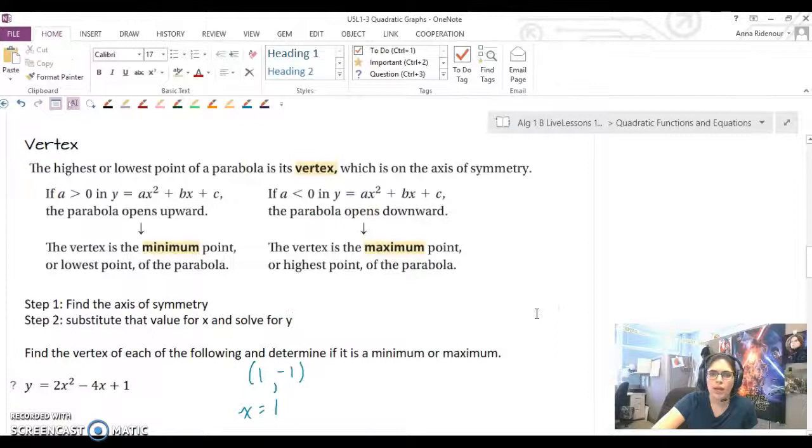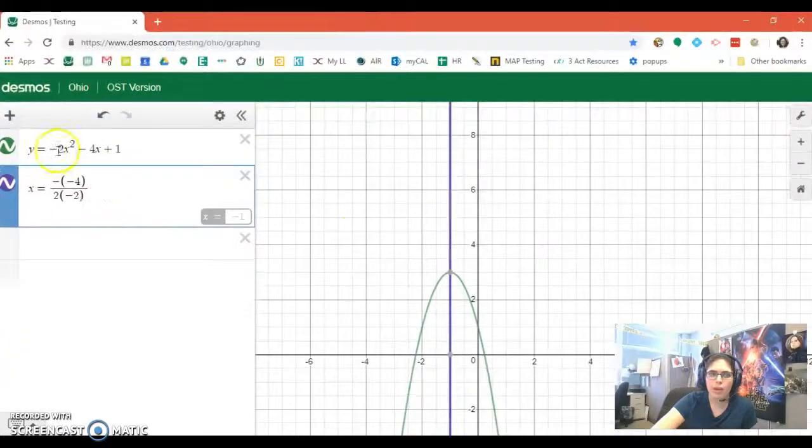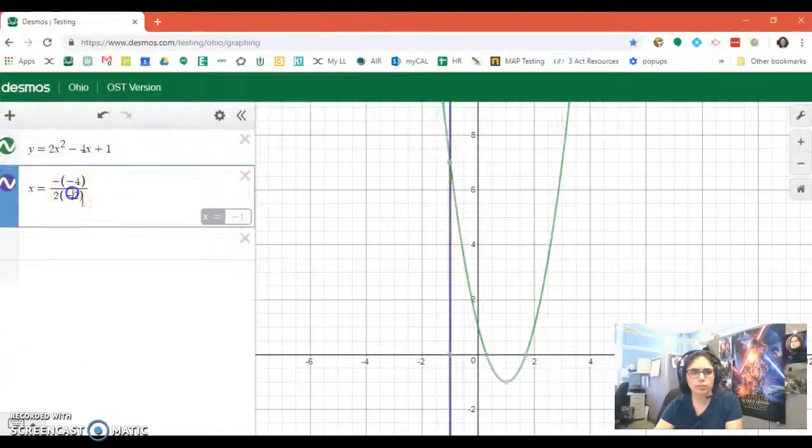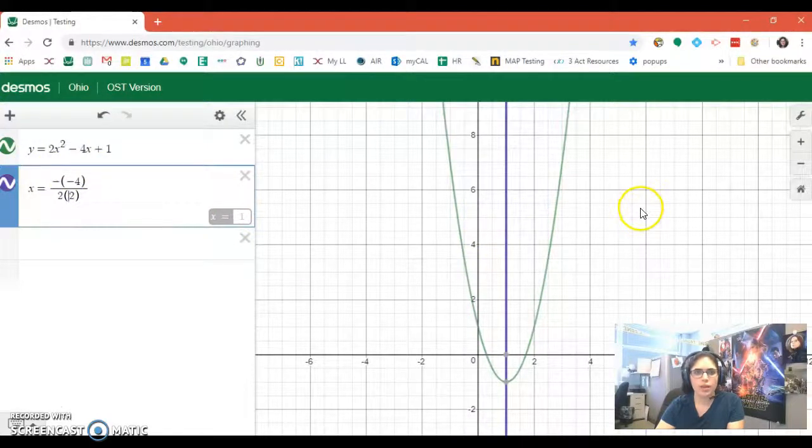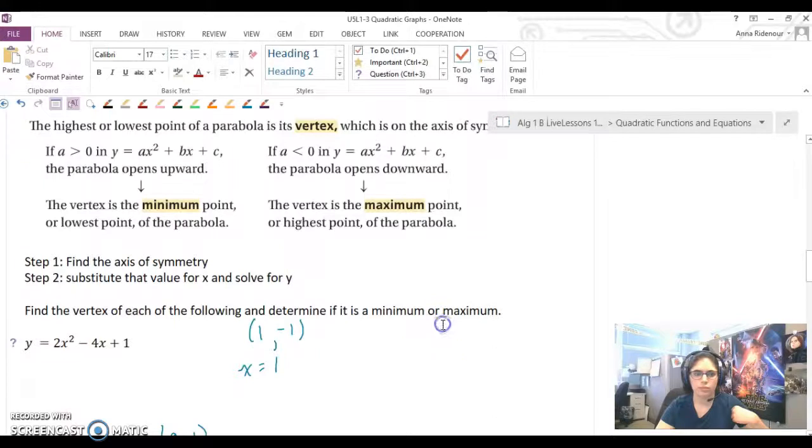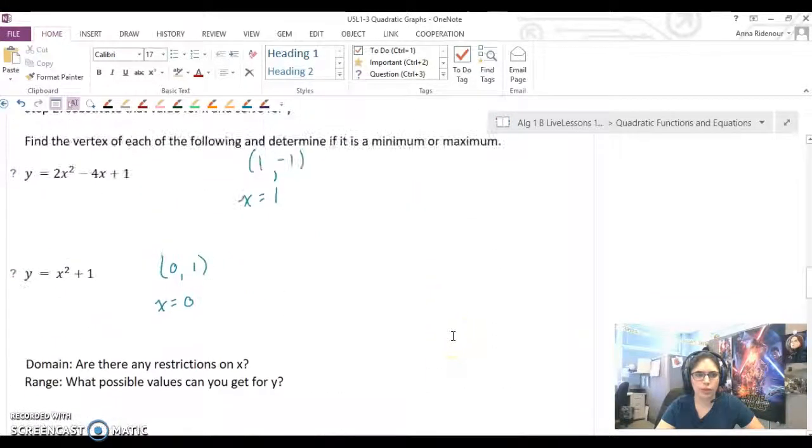So again, this one is going to be a minimum. If I had a positive, nope, that one was a maximum because it was upside down. This one is a minimum because it's the lowest point, and this one has a vertex of x is 1, y is -1. So that would be my vertex there, and this one would be a minimum because it's the lowest point on the graph. Hopefully that's pretty straightforward.